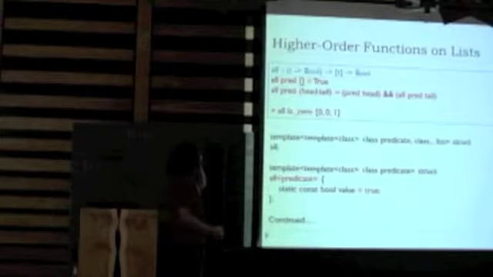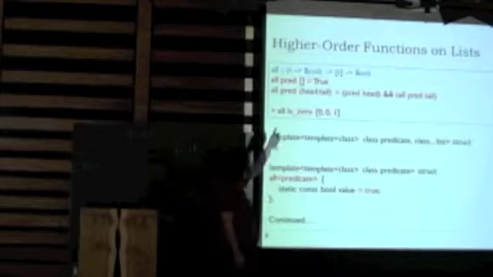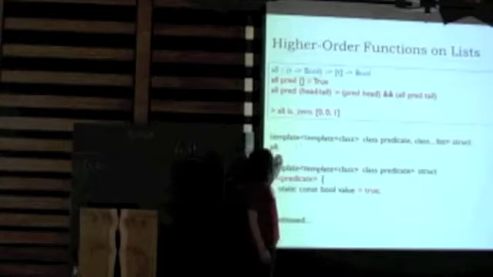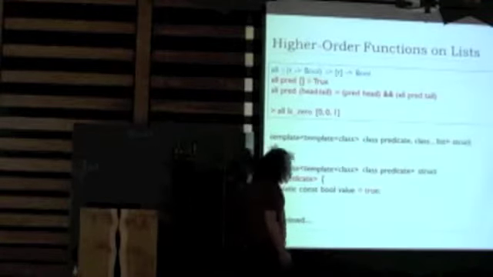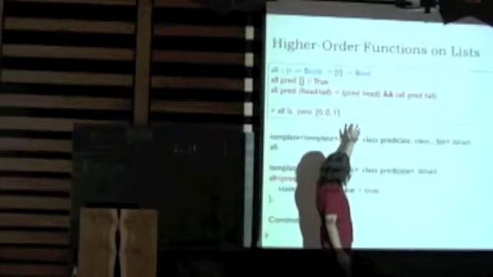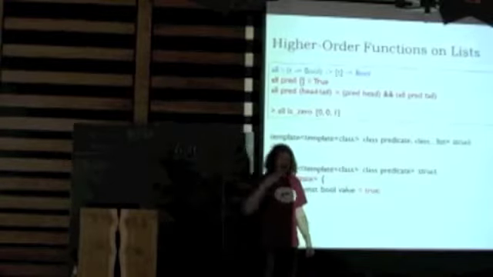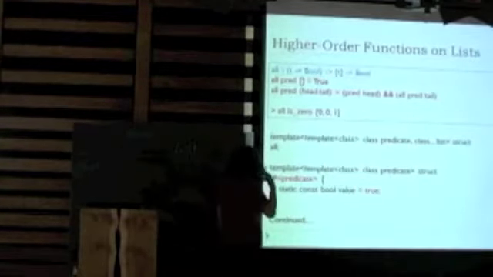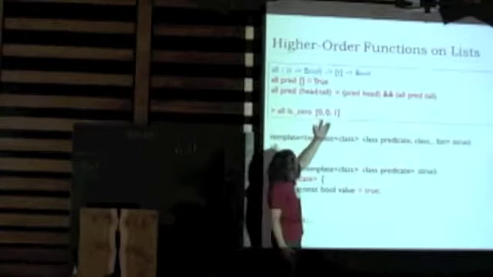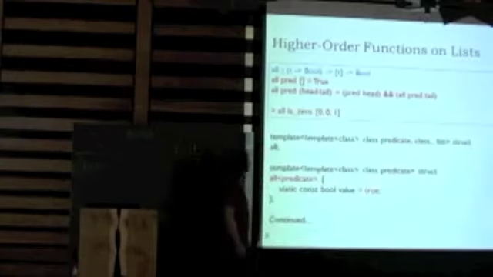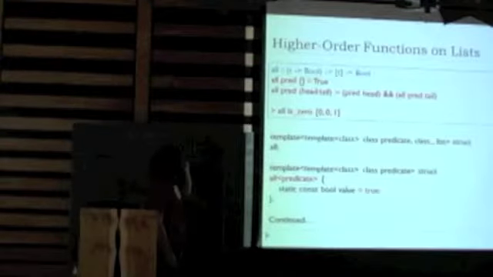Since it's acting on a list, I have to pattern match the list. It's either empty, the first case, or I split it into head and tail. If it's head and tail, I apply the predicate to head and end it with a recursive call, right? And I can then call this function all with the predicate is 0 and the list 0, 0, 1, and it will return false, obviously. So the same thing in C++.